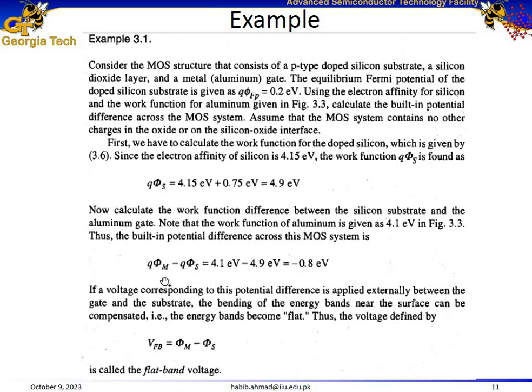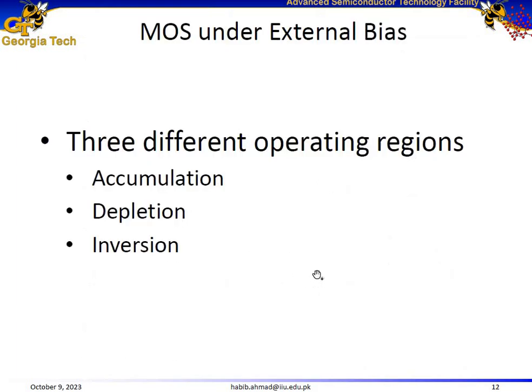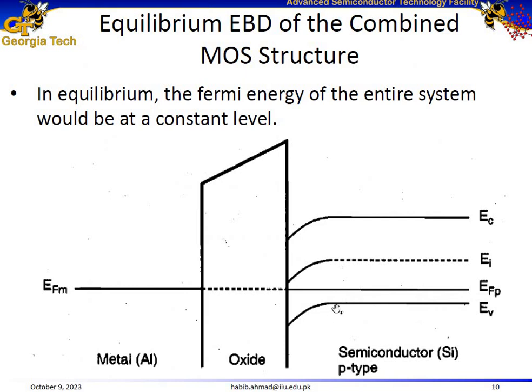And then the built-in potential is equal to phi m minus phi s, the work function difference between the metal and the semiconductor. The metal is aluminum, for which the work function is 4.1 electron volts, and the semiconductor is silicon, for which the work function comes out to be 4.9 electron volts. So 4.1 minus 4.9 is equal to minus 0.8 electron volts. So this built-in potential over here is actually minus 0.8 electron volts.